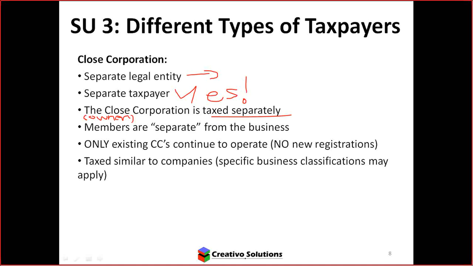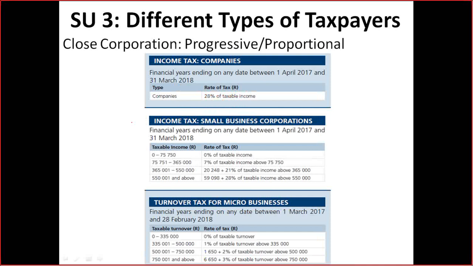Obviously, when there are problems in the past, then that gets fixed in the present, and now we have to follow the rules around companies, sole proprietors, and partnerships, and we kind of ignore CCs because you can't register new ones. Only the existing ones exist, but they're actually treated sort of like companies. Okay, that's what I said there in the last bullet. Tax similar to companies. That's very important.